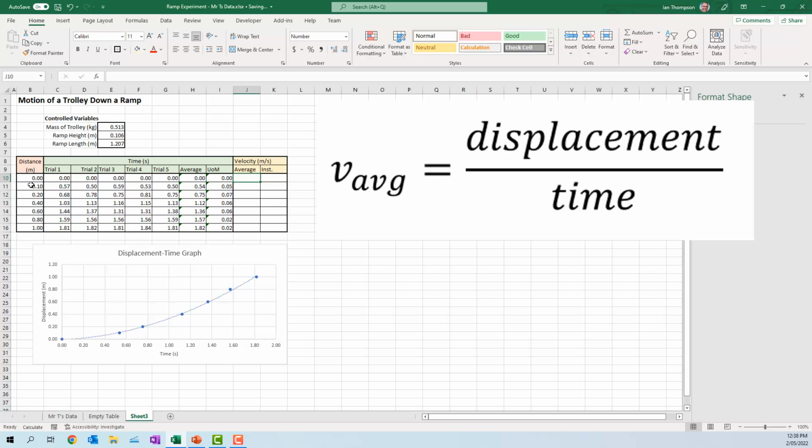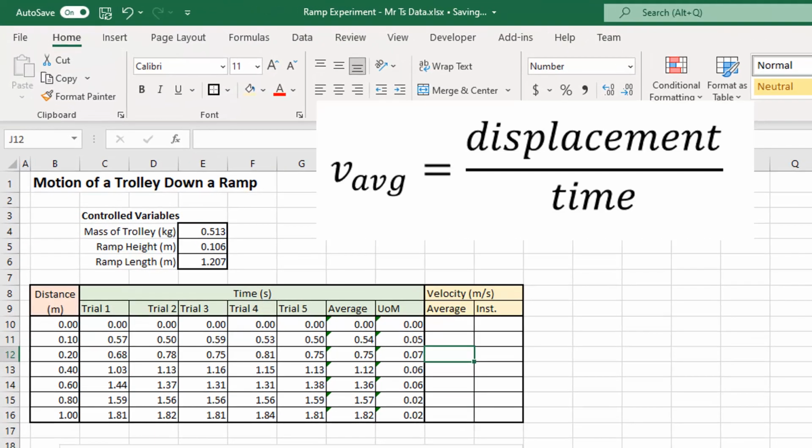So we've got our displacement or distance again, because we're traveling in a straight line. The displacement and the distance are the same value, so we're just using distance there. I probably should have labeled that heading displacement, shouldn't I? Then I don't have to explain that all the time. All right. Anyway, so let's use this formula.